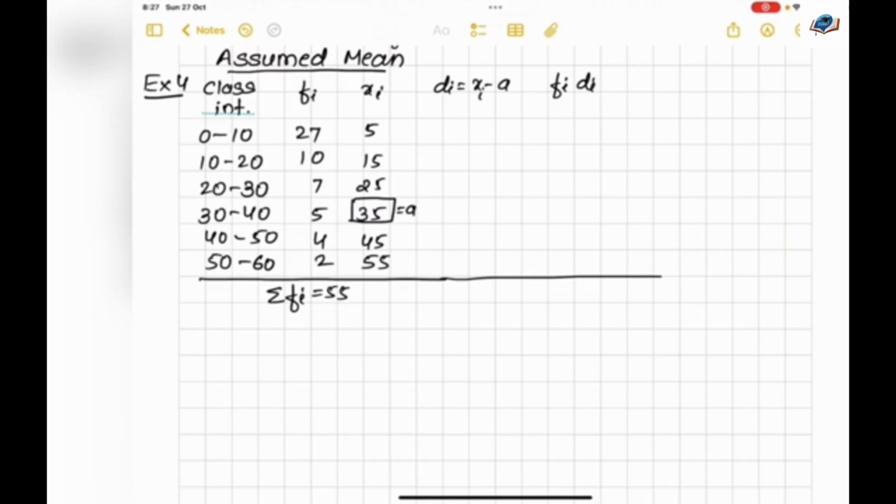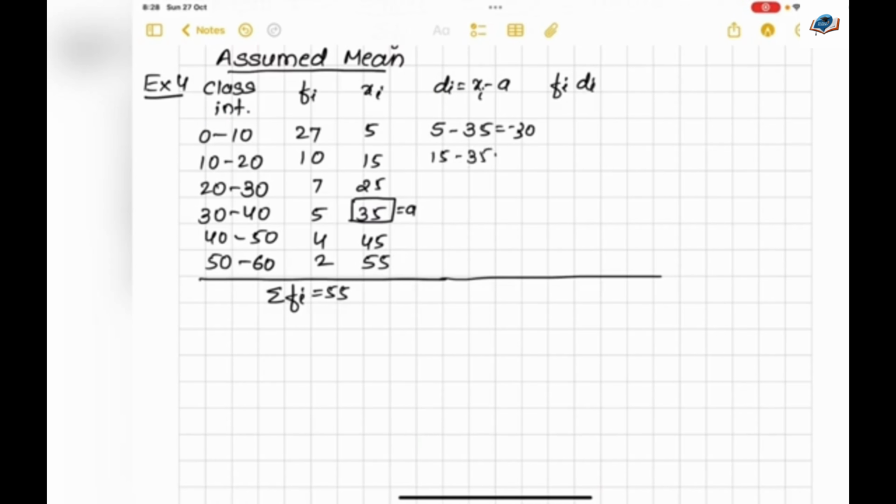Now here I have taken 35 as the central value. It says di equals xi minus a. So xi is 5, 5 minus 35, so that will be minus 30. Then 15 minus 35, so minus 20.